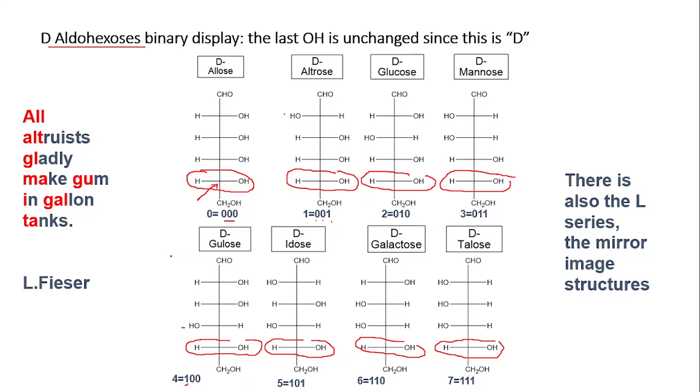The second way of remembering this is a mnemonic: all altruists gladly make gum in gallon tanks. I think this was made by Fisher. What this means is: all, allose; altruists, altrose; gladly, glucose; make, mannose; gum, gulose; in, idose; gallon, galactose; tanks, talose. So if you remember the orientation and this order, it will help you remember what sugars are in what order.